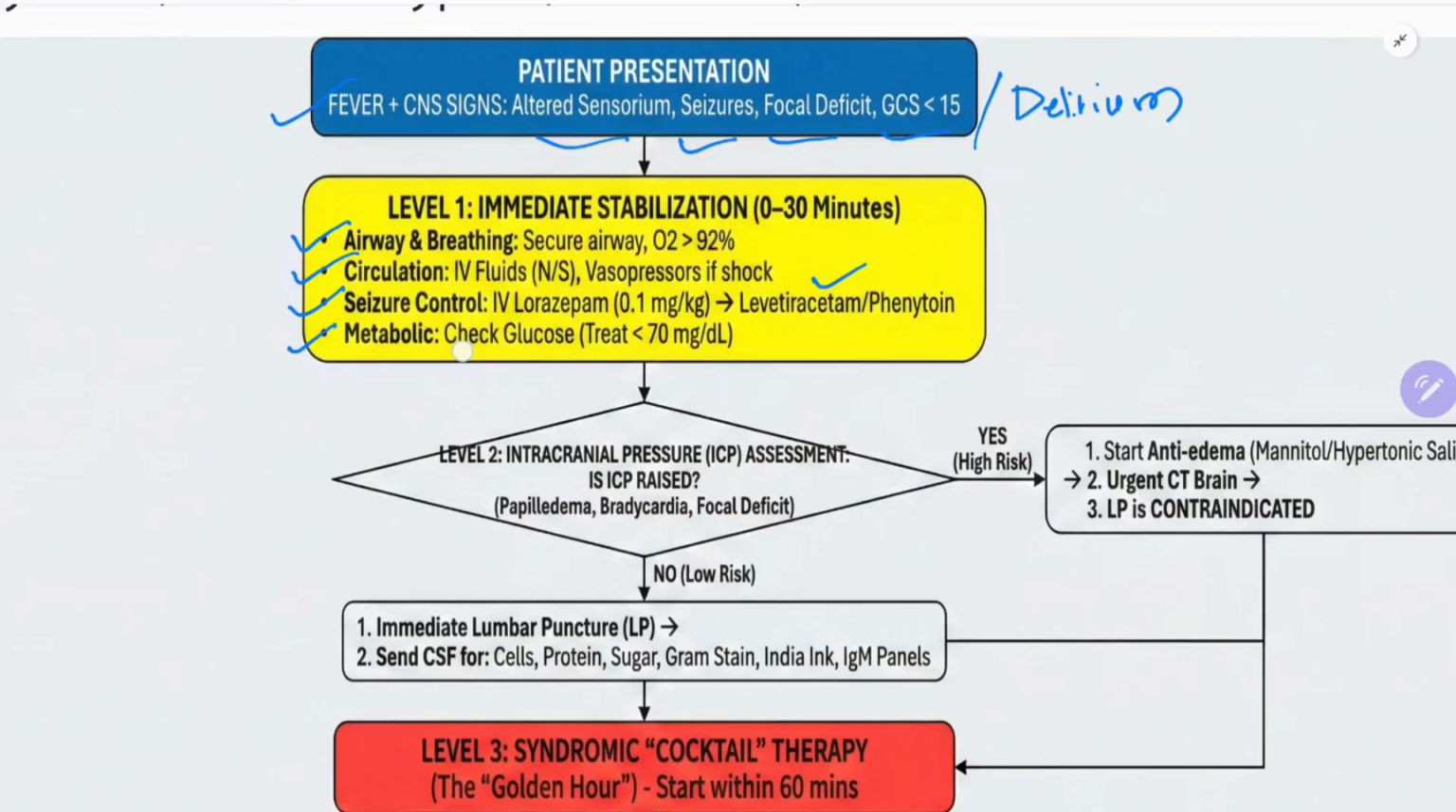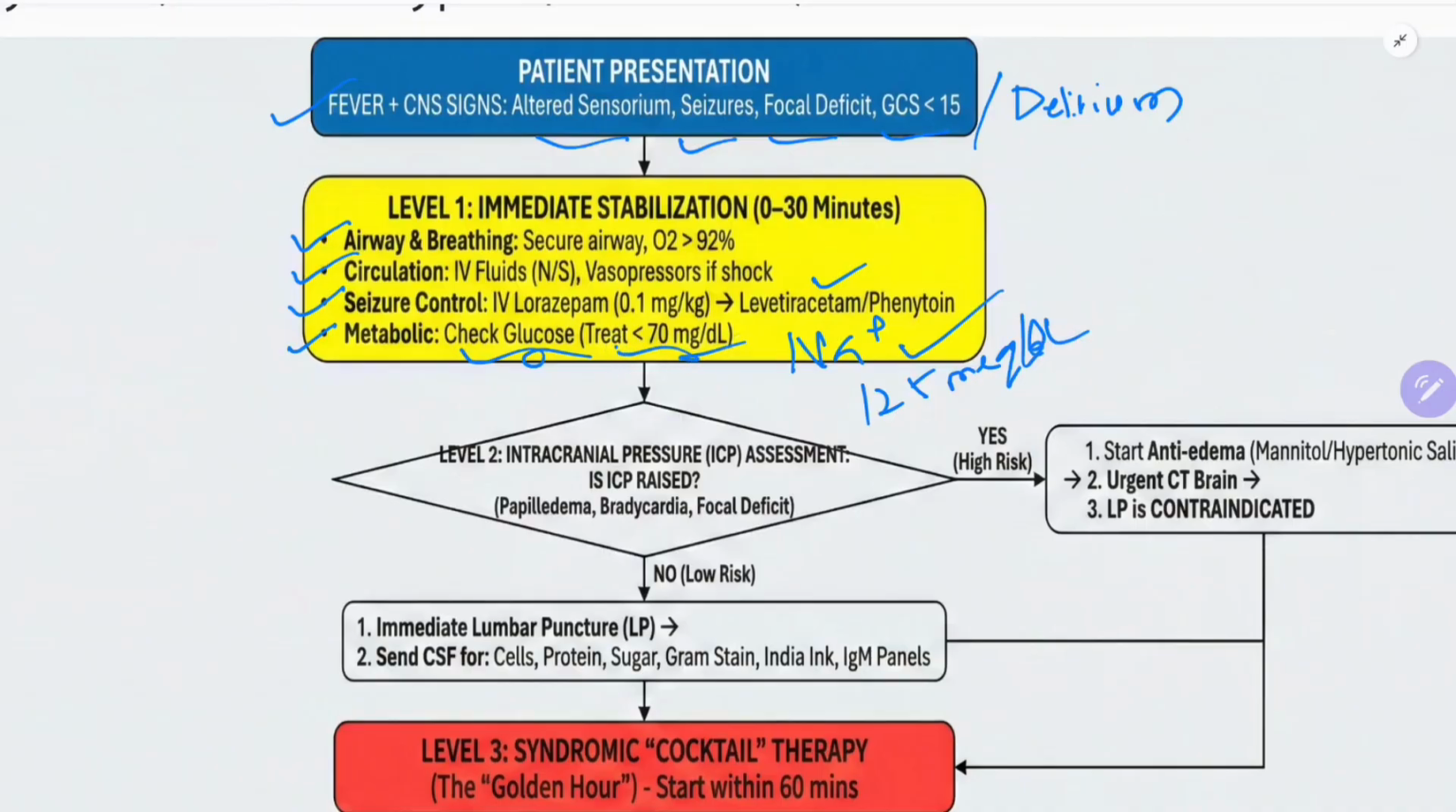This is important. Check the glucose in patients presenting with CNS symptoms, and one more is sodium. Hypoglycemia and hyponatremia produce CNS symptoms. So checking these two things, glucose and sodium, is very important. Treat sodium if the patient has low sodium, particularly less than 125 milliequivalents per liter, and treat glucose if it is less than 70 milligram per deciliter.